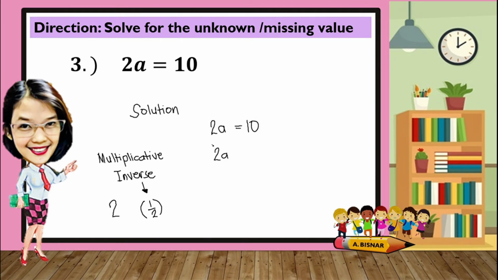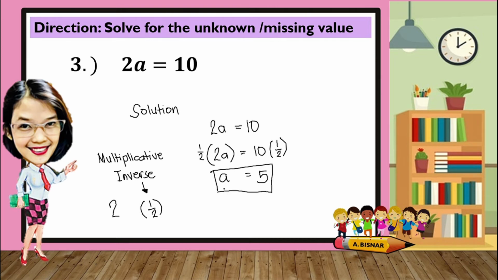So you will have here 2a times 1/2 and then 10 times 1/2. So 1/2 times 2 will have a only. Why? Because 1 times 2 is 2, and 2 divided by 2, the answer will be a. Then, you have to multiply 10 by 1/2. 10 times 1 is 10, divided by 2, the answer is 5. So the value of a is equal to 5.